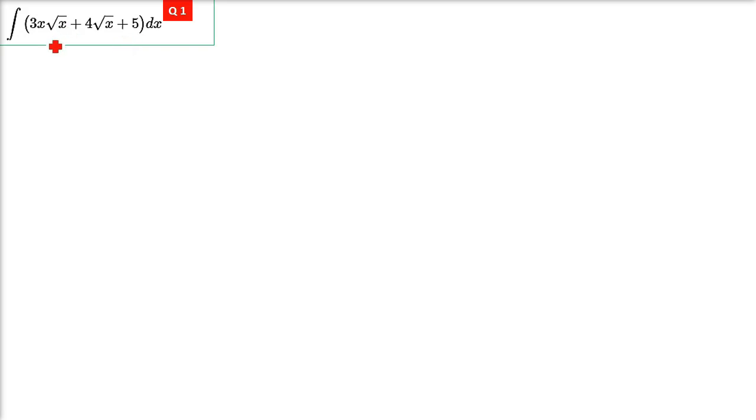Now this question which you see here, 3 into x under root x plus 4 under root x plus 5. When we have to integrate it, the terms will be dealt with separately. In order to get this x under root x, that simply means x into x to the power half. Under root x is nothing but x to the power half. And when the base is the same, the exponents get added. We need to add 1 and half. So we have x to the power 1 plus 1 by 2, and 1 plus 1 by 2 is simply 3 by 2. So that's how you get x raised 3 by 2.